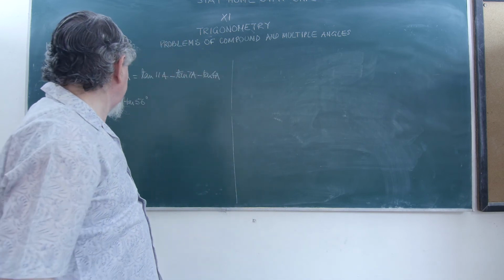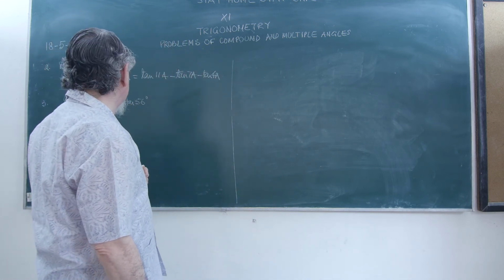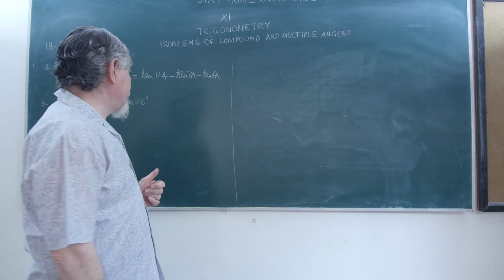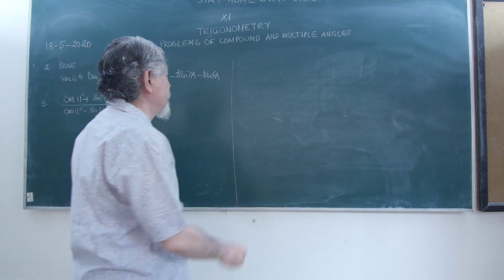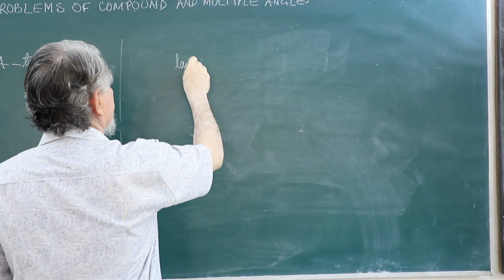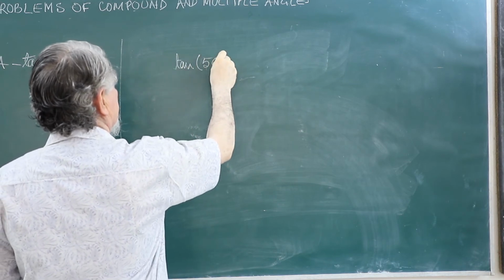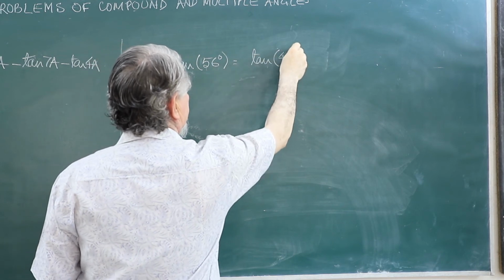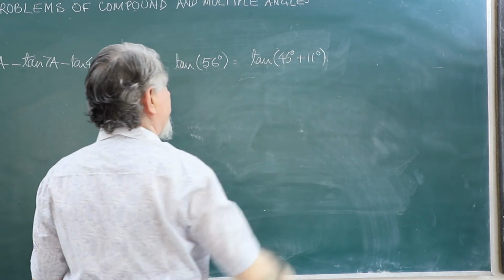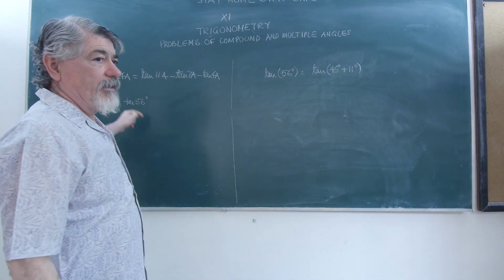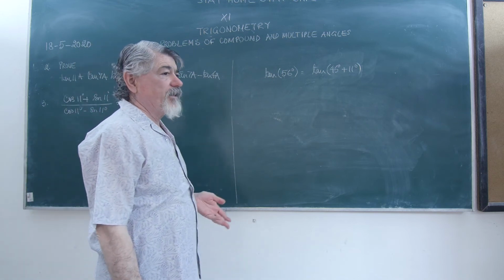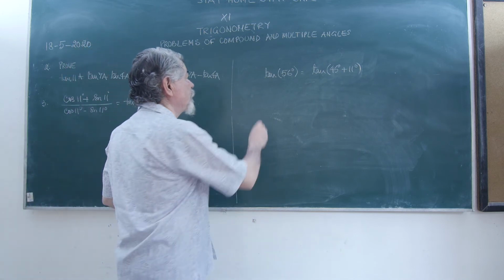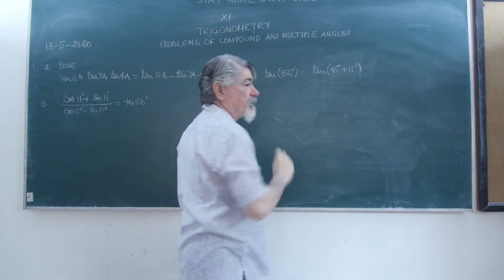The next question is cos 11 plus sin 11 upon cos 11 minus sin 11 is equal to tan 56. tan 56 can be written as tan of 45 degrees plus 11 degrees. Again I want to get 11. So what do I do? 45 plus 11, because tan 45 is 1. tan 45 is 1. So what do I do? tan 56, I write tan of 45 plus 11.